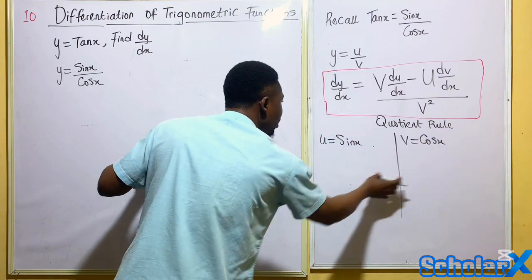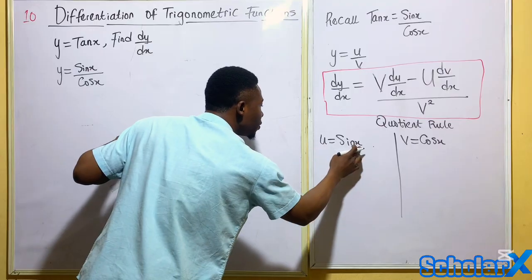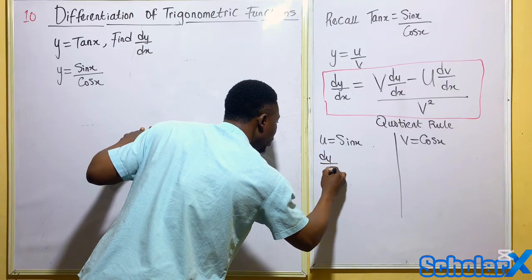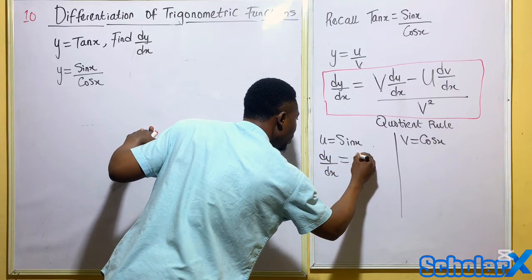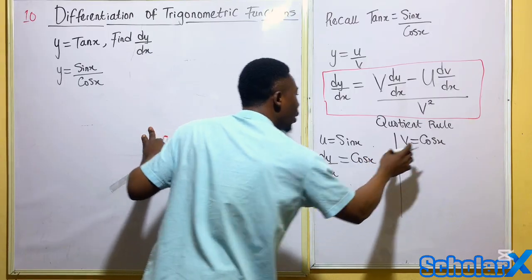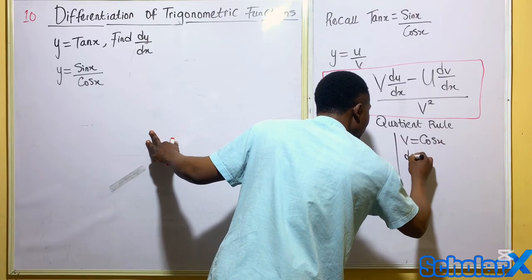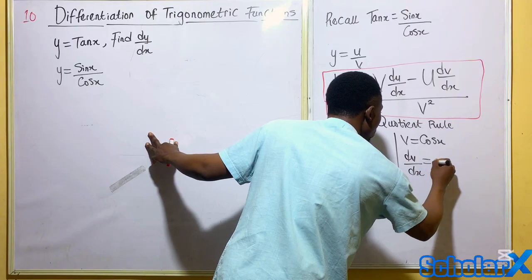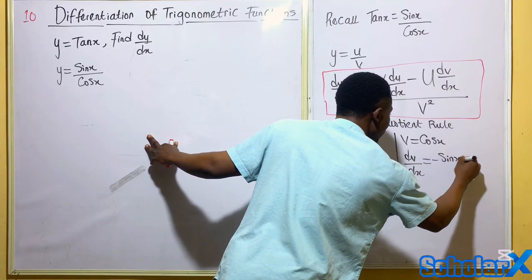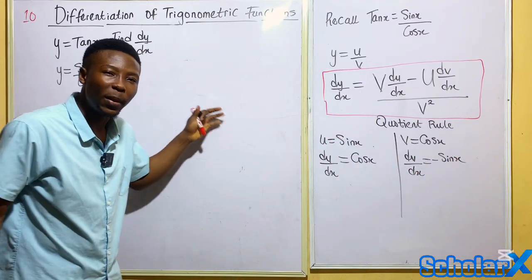Now we're going to differentiate u and v. We differentiate u with respect to x, and that gives us du dx, which will be equal to cos x. And we differentiate v with respect to x, that will be dv dx, which gives us minus sine x.